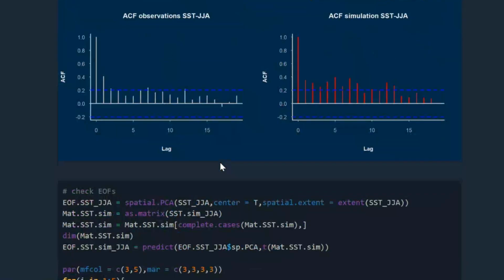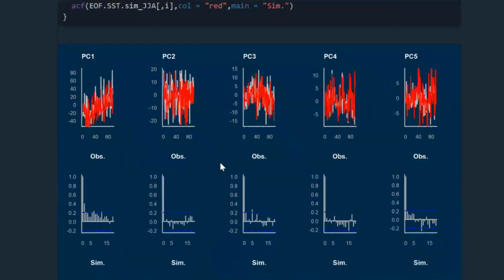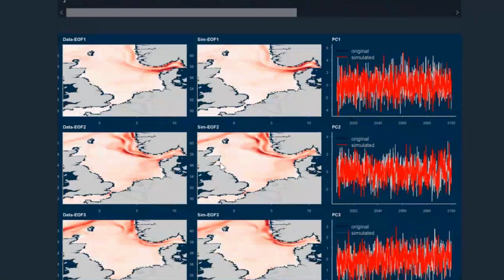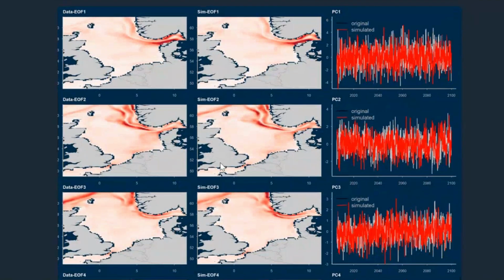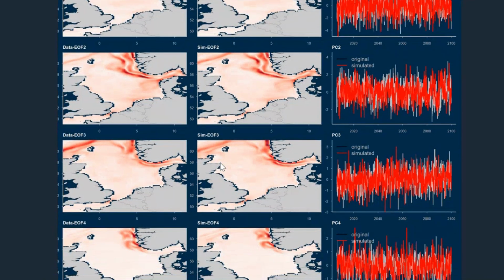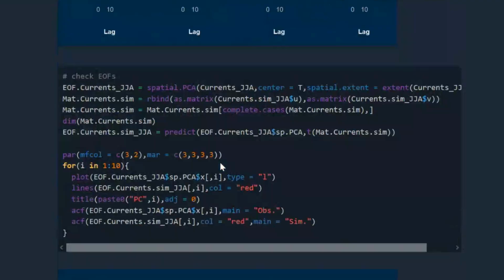Again, we compare the spatial averages or seasonal averaged signals, and then do it for currents, last but not least, and that also looks quite okay-ish, I would say. And that's it. And this is the procedure.